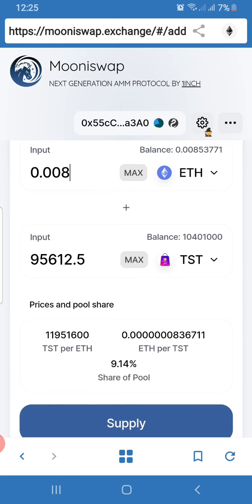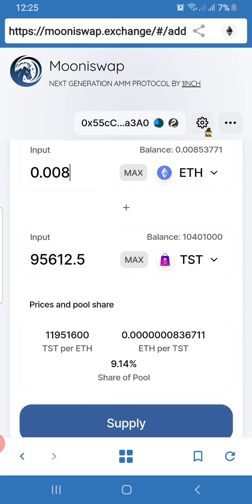By providing this liquidity, I will have 9.14% out of the 100%. But it's still the same account that is providing liquidity. It's all part of the 100, so it will also show as 100%. It's only when somebody else provides liquidity that it will reduce the percentage that I have. Like I showed you guys here, I have 100%.